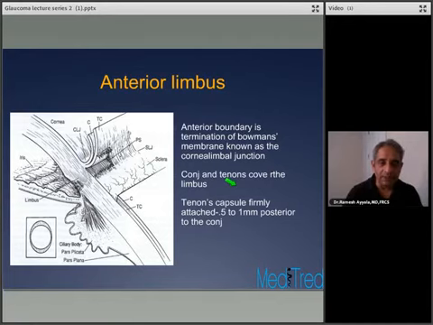Okay, so the conjunctiva and the Tenon's cover the limbus all the way up to this point, and Tenon's capsule is firmly attached to the underlying sclera about 1 millimeter posterior to the conjunctiva. As you can see, here is the scleral limbal junction. Here is the corneal limbal junction, which is the anterior limbus, and here is the conjunctiva, here is the Tenon's capsule, and you can see the location. This is the termination. Here is the Bowman's membrane ending right about here, and underneath the posterior, the scleral limbal junction is where you will find the Schlemm's canal.